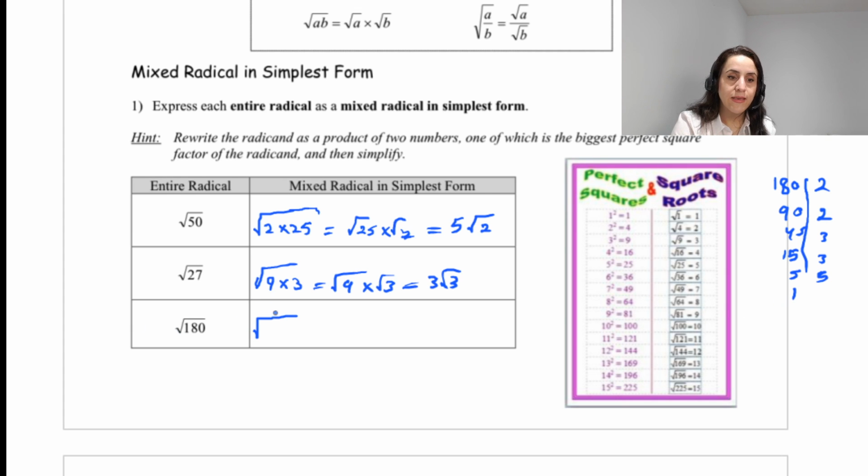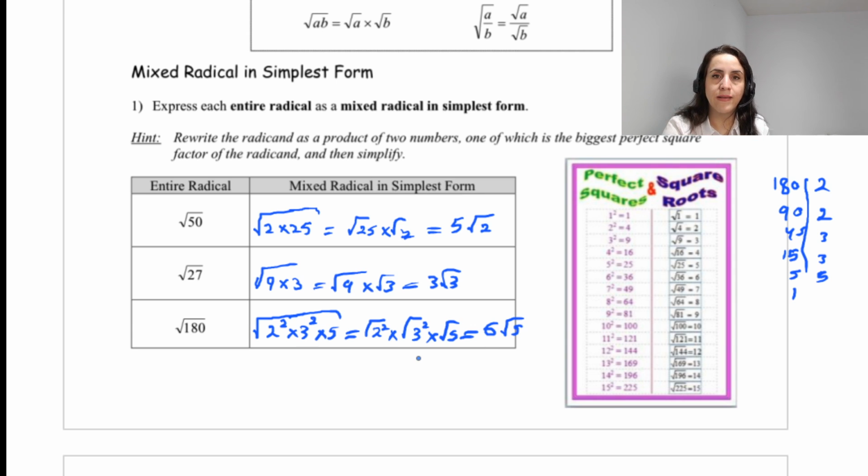Then for 180, I can write 2 to the power of 2 multiplied by 3 to the power of 2 multiplied by 5. Here 2 to the power of 2 under the square root or radical is going to be 2, and 3 to the power of 2 is going to be 3, and I can multiply these two. But radical 5 stays in its place under the radical.